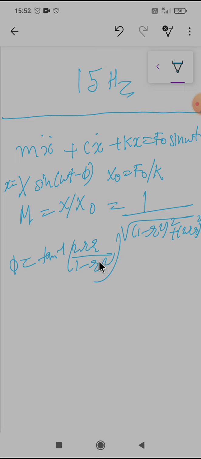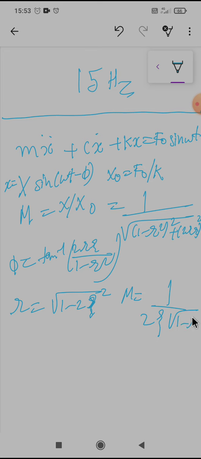So here the magnification factor is maximum when, after taking the derivative, we get r is equal to under root of 1 minus 2 zeta square. So the maximum magnification factor will be 1 upon 2 zeta under root of 1 minus zeta square. Now this was regarding the forced damped vibration.